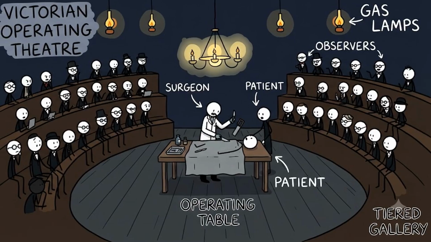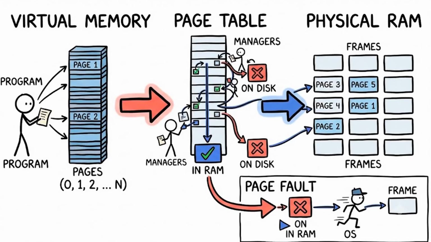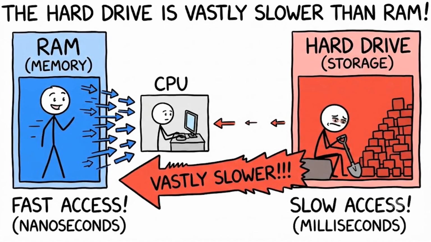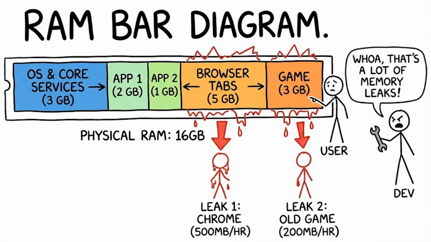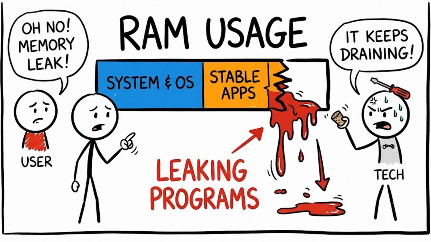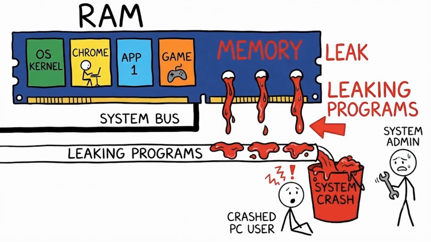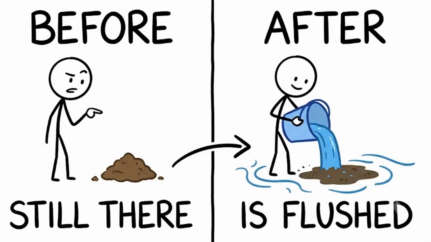To compensate, the operating system begins using the hard drive as overflow memory, a technique called paging or virtual memory. The hard drive is vastly slower than RAM. Everything slows down. The computer starts behaving exactly as yours is behaving right now. A restart wipes the slate clean. Every program is closed. Every memory allocation is cleared. The leak is not fixed. The bug in the code is still there, but it is flushed.